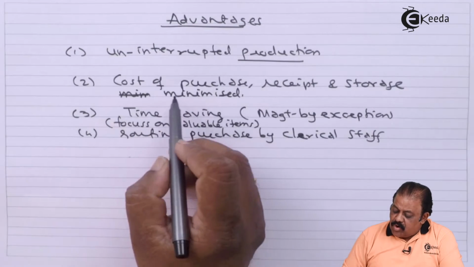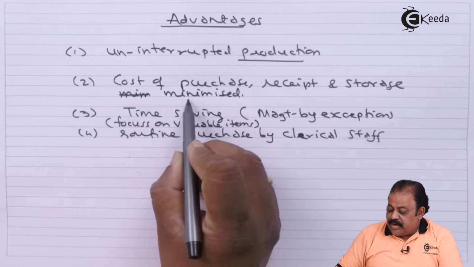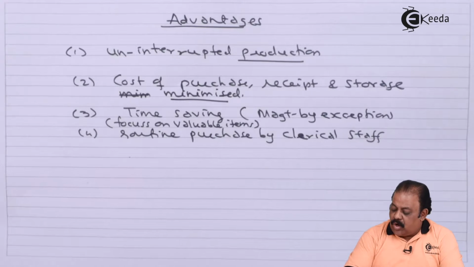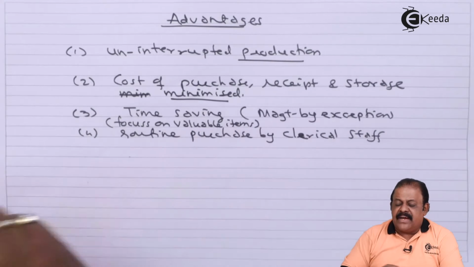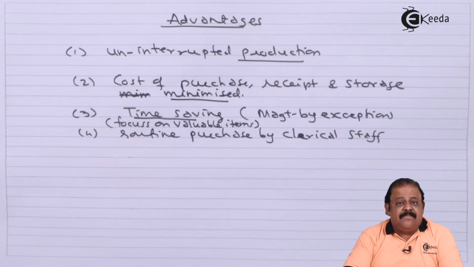Secondly, cost of purchase, cost of receipt, cost of storage gets what? Minimized. Management decides proper purchase policy relating to three categories of stock, so it reduces the overall cost of purchase, receipt and storage.